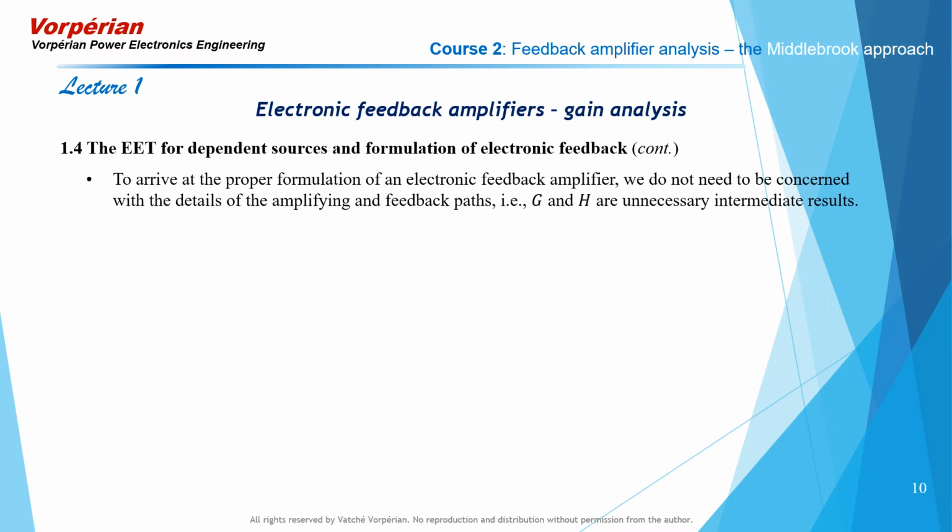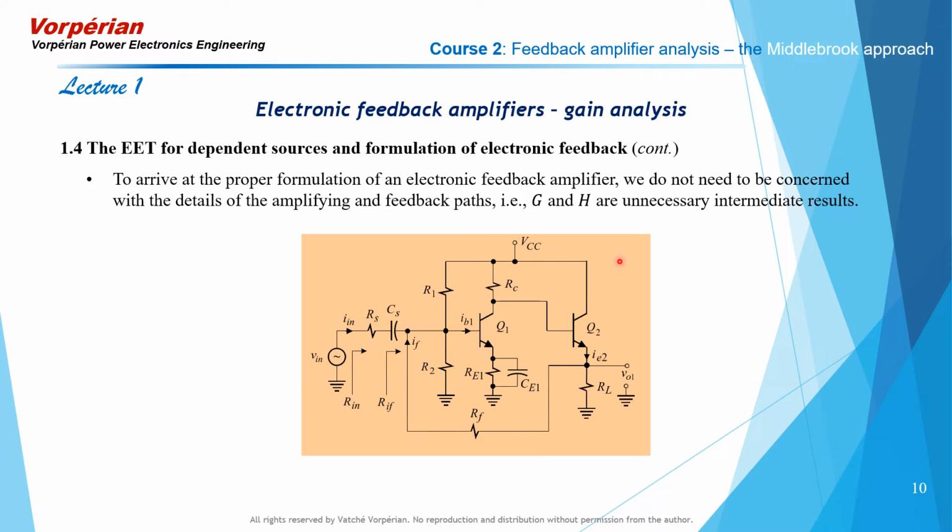We are now going to see that we do not need to be concerned with the details of the amplifying and feedback paths. That doesn't mean that we're going to ignore parts of the circuit, not at all. All I'm saying is that we do not have to stress determining and identifying G and H of the feedback block diagram inside our electronic feedback circuit. If you don't believe me, here's an electronic feedback circuit. Can you see G and H distinctly from each other? You can see the amplifying path this way from Q1 to Q2.